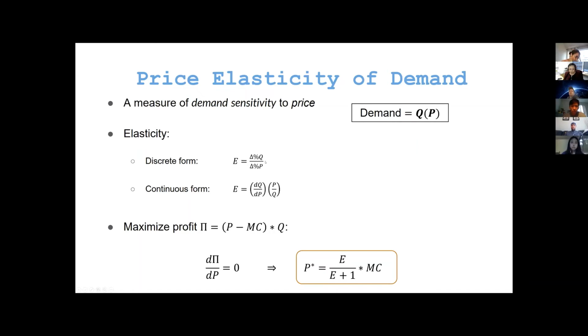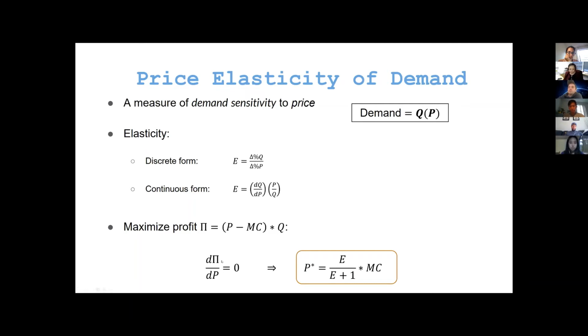In the discrete form, it's simply the percent change in demand as the numerator and the percent change in price as the denominator. This could be calculated directly from data, if not other sources. In the continuous form, throwing in a little more calculus, we calculate price elasticity of demand by taking the derivative of demand as a function of price, and then multiplying it by your price divided by your quantity sold, which is your demand.